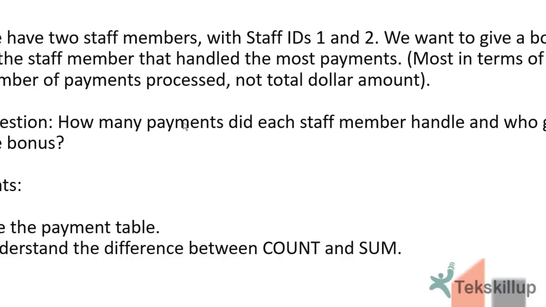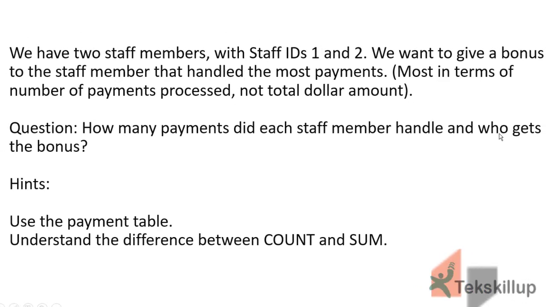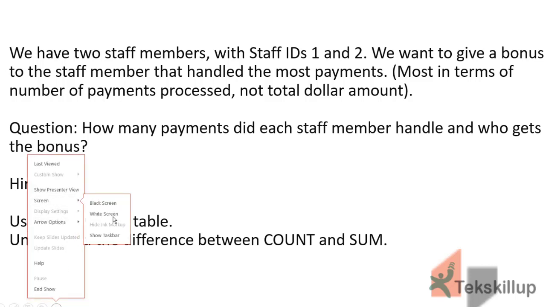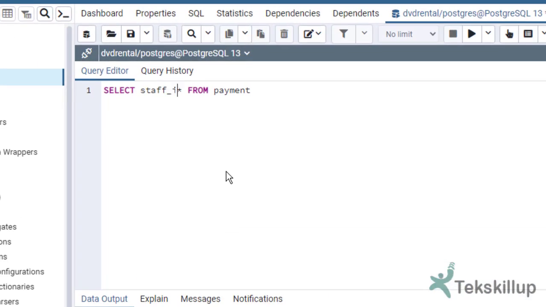And the question says, how many payments did each staff member handle and who gets the bonus? So the person that gets the bonus is the staff ID with the most payment. We are going to apply our group by clause here. All right. So first of all, we have our staff ID, and our staff ID is going to be our categorical column. So let's select that out, staff ID.